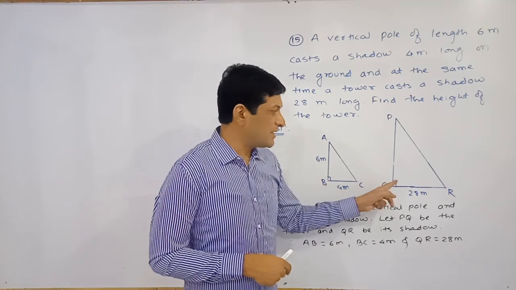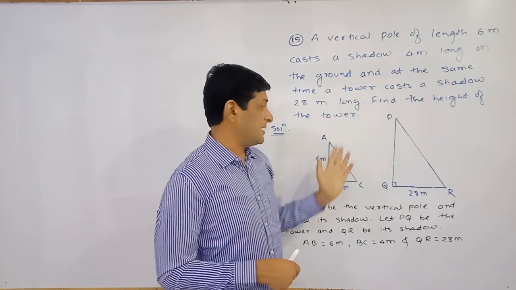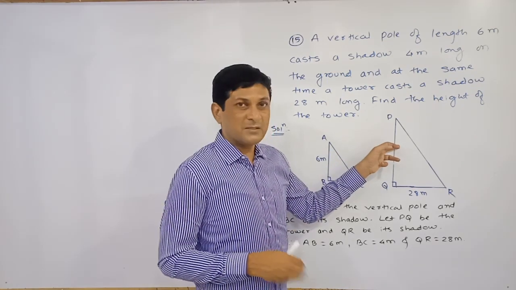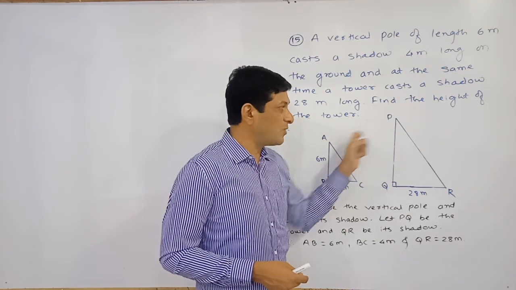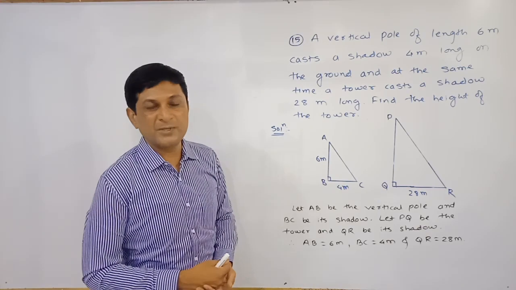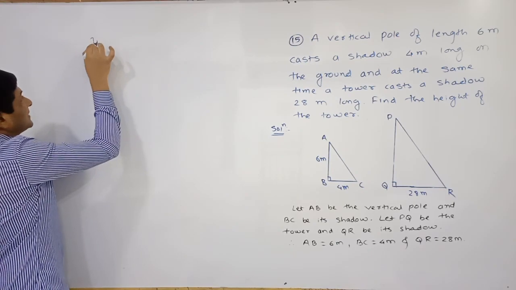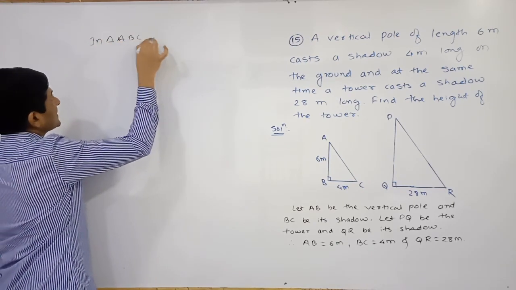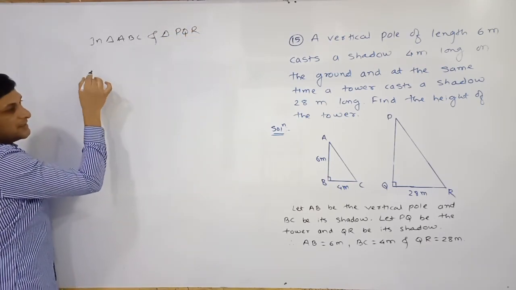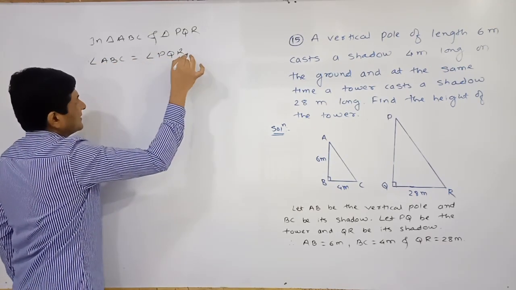Already one angle is of 90 degree. Even we can say that the sun rays fall at the same time. So the sun rays fall on this pole and the tower at the same time. That's why this vertical angle is also equal. And if two angles of the first triangle are equal to two angles of the second triangle, we can say that the triangles are similar by AA criteria. So here we are considering triangle ABC and triangle PQR. In these two triangles, we can say that angle ABC is equal to angle PQR, each of 90 degree.